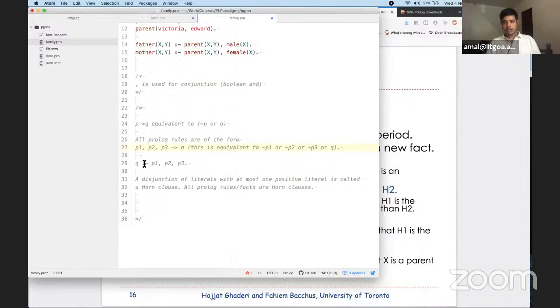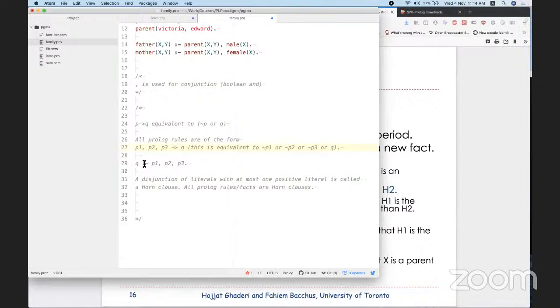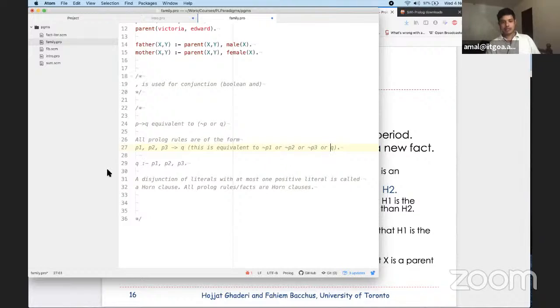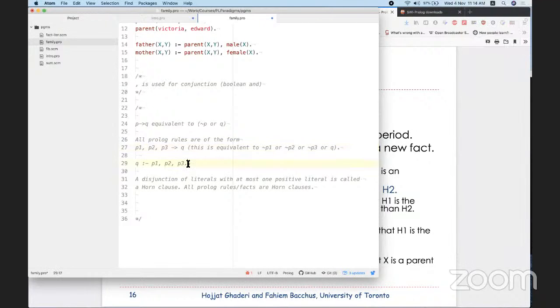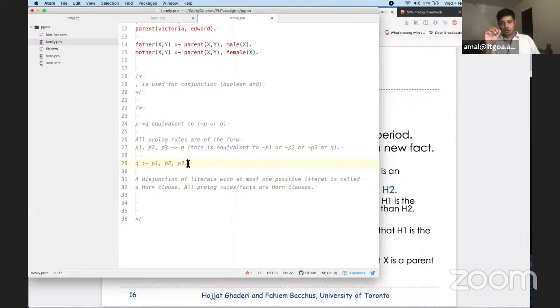Did you understand what I just said? Should I explain it once more? Hello? Is that okay? Sir, it was clear to me. Yeah. So the gist of what I was saying is that Prolog rules are not arbitrary formulas. Prolog rules have a very particular syntax: P1 and P2 and P3 implies Q. All Prolog rules are of this form.